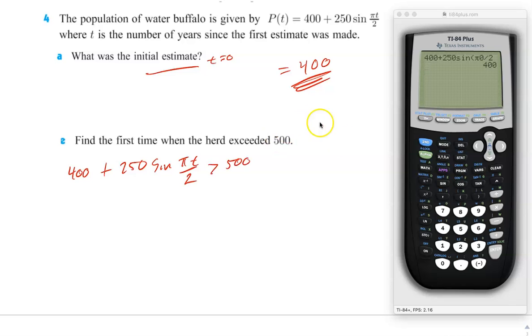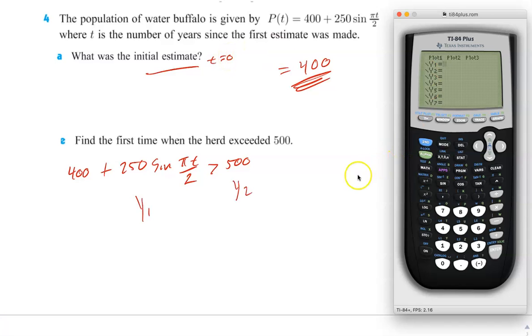And the best way to do this is to graph with our calculator. So I'm going to go y equals. We're going to type this side in as our y1 and this side as our y2. So 400 plus 250 sine, and now this is where the fact that we don't have a t comes in. It'll be pi x, we always just use x for our variable, divided by 2. So that's my top equation. And then my bottom equation here is 500. Now I'll figure out where they first cross.